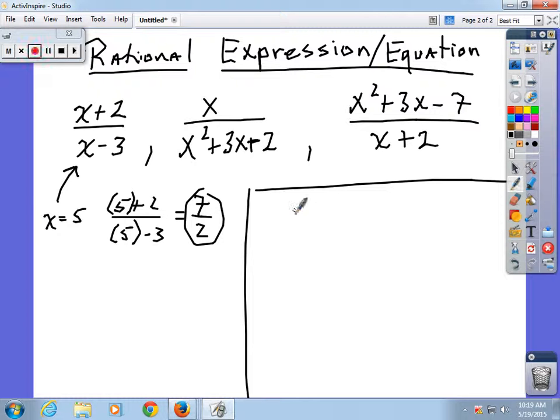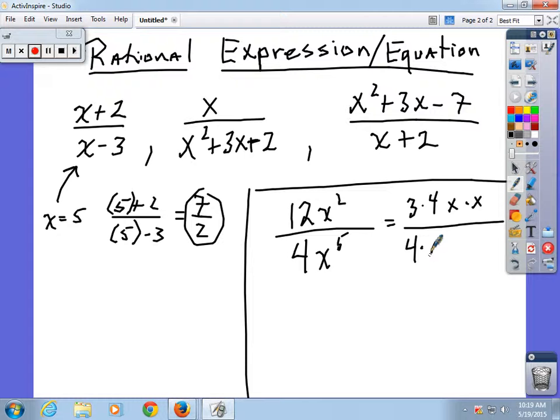I give you 12x squared over 4x to the 5th. Well, you can cancel there. You can break that up. Now I'm going to show you the long way of doing it. 3 times 4 times x over 4 times x. And then of course 4's cancel. And one set of x's and two sets of x's. And what's left? 3 over x to the third.